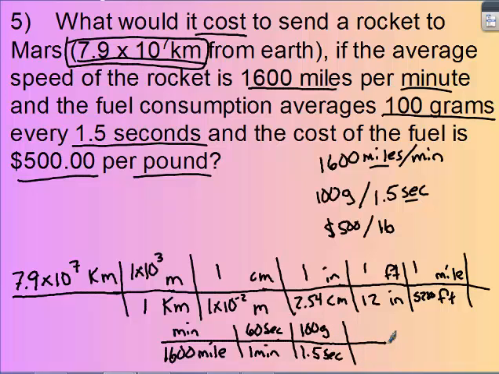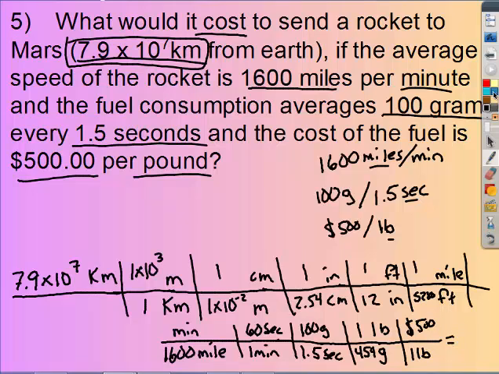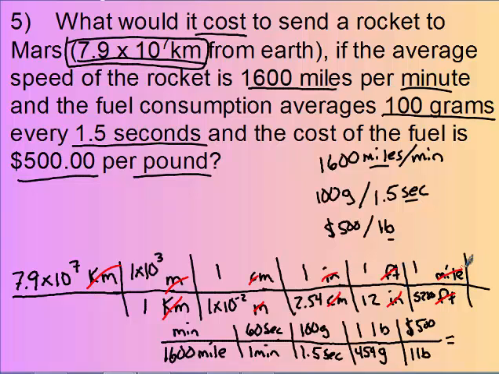And finally, I have grams, but I need pounds. So grams, pound. 454 grams is a pound. And 1 pound is $500. Before plugging it in, double check that all your units cancel out. They do. So when I plug that in, I get a very large number.